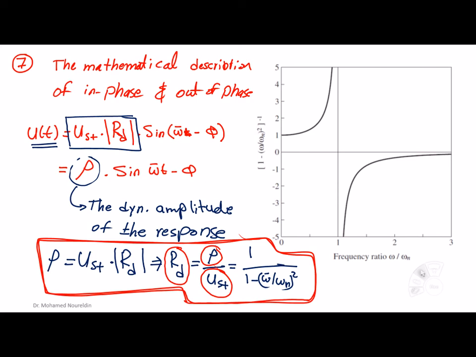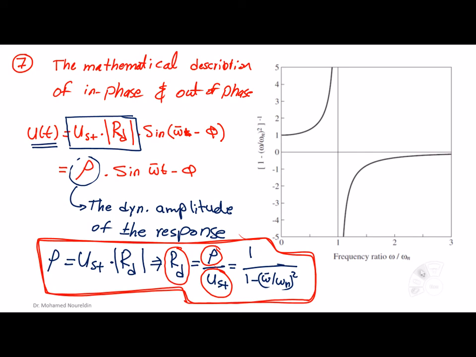So it gives us how much the ratio between the dynamic amplitude and the static amplitude is. This is going to be given to us by this ratio, which is RD. We call this RD. In industry, it is commonly called the dynamic amplification factor. Okay, the dynamic amplification factor.